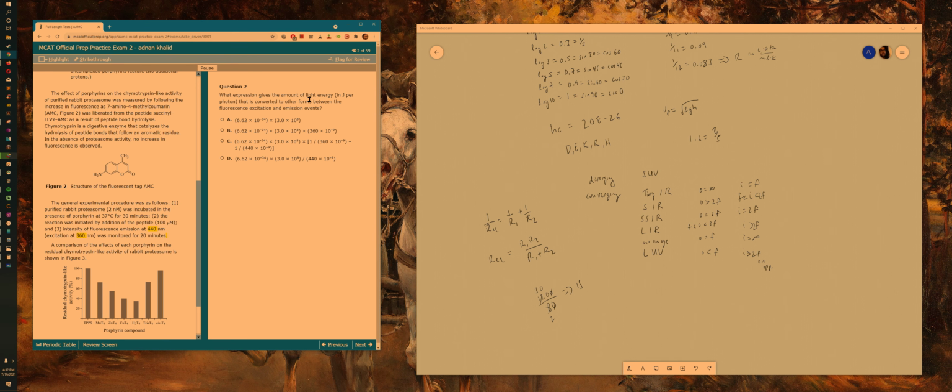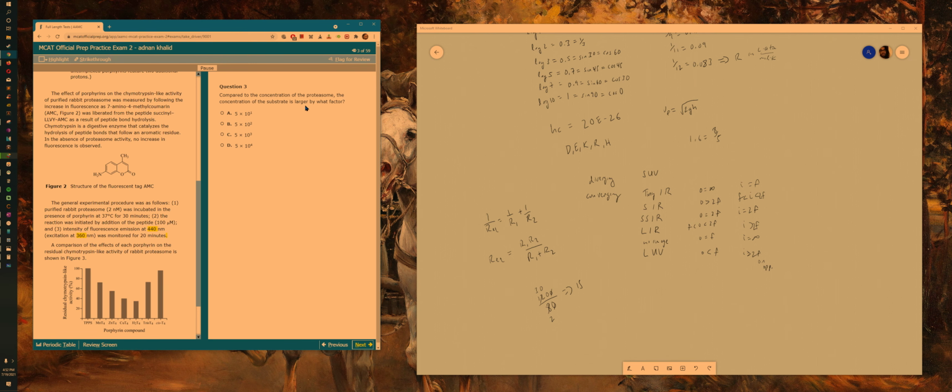So they're asking what expression gives the amount of light energy that's converted to other forms. If it absorbs or is excited at 360 nanometers and emits at 440, I'm going to try to find the difference between the energy levels of both of these. So it's Planck's constant times the speed of light divided by the wavelength, which is the same thing as multiplying by the reciprocal. So it's 1 over this wavelength minus 1 over this wavelength.